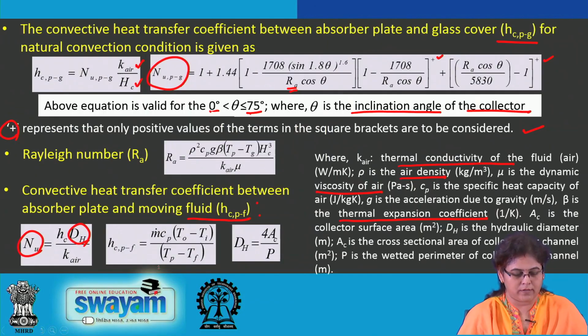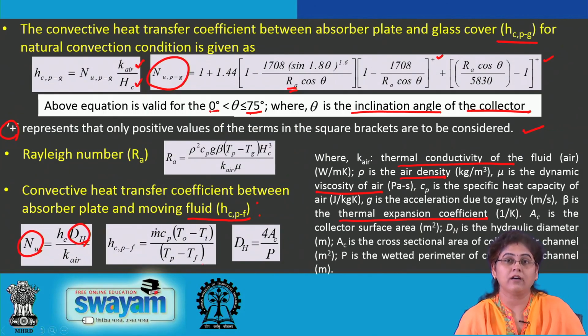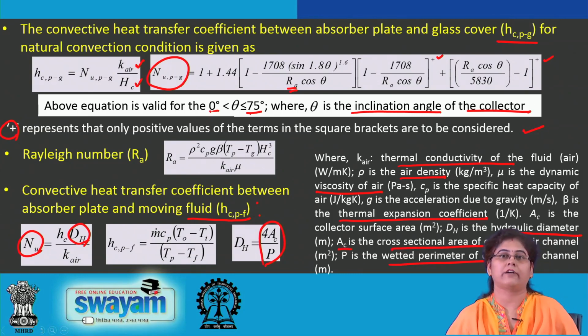m Cp dT upon the temperature difference between the plate and the fluid, and dH is the hydraulic diameter, and for this solar flat plate collector it takes a value having the representation 4 Sc upon P, where Sc is the cross sectional area of the collector and P is the wetted perimeter of the collector air channel.